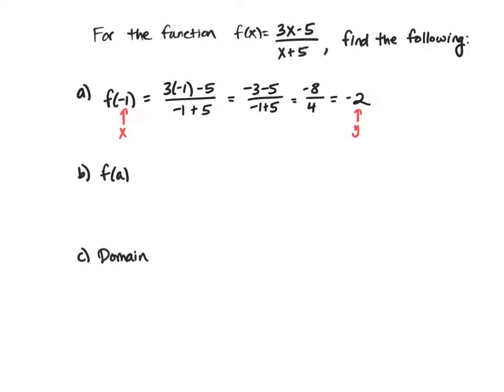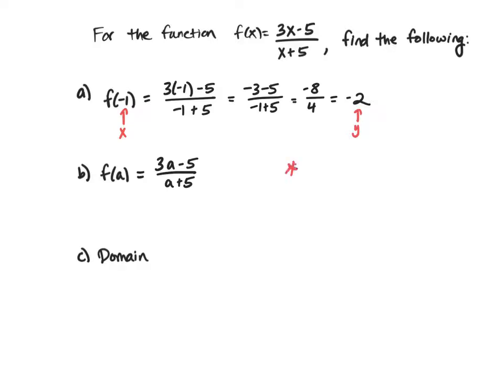We can also plug in expressions or variables into a function just in the same way that we do with a number like we did in part A. So to find f of a, we want to replace the x's with a's. So we'll have 3a minus 5 all over a plus 5. For this particular part of the problem, this is as far as we can go. We cannot simplify any further.